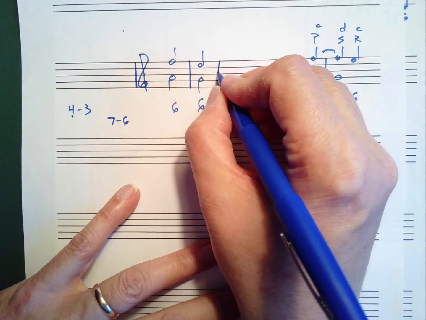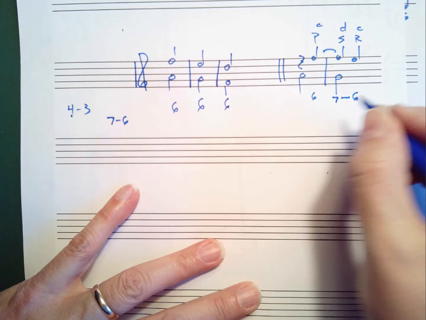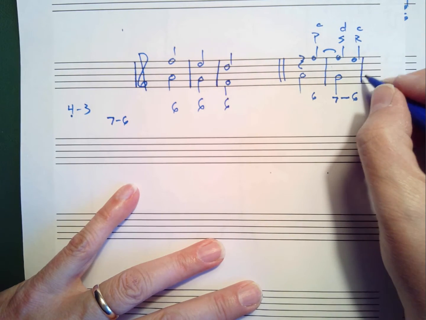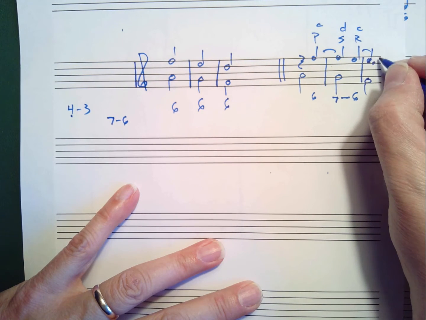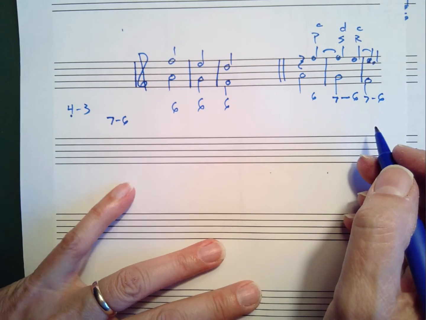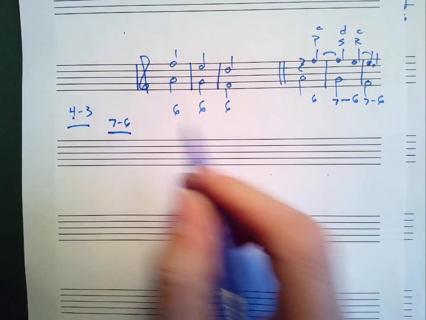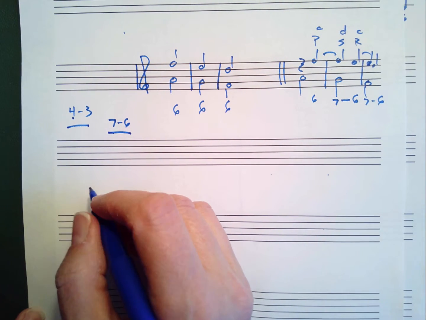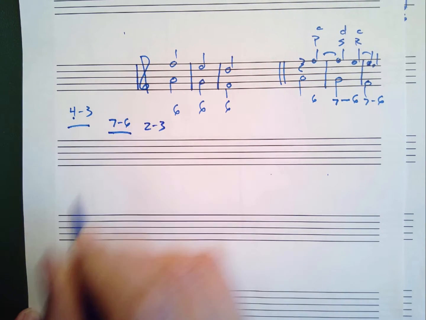If this were to continue in another parallel sixth, we could continue this as a chain of 7-6 suspensions, like that. So we have 4-3, we have 7-6. Another common suspension is 2-3.